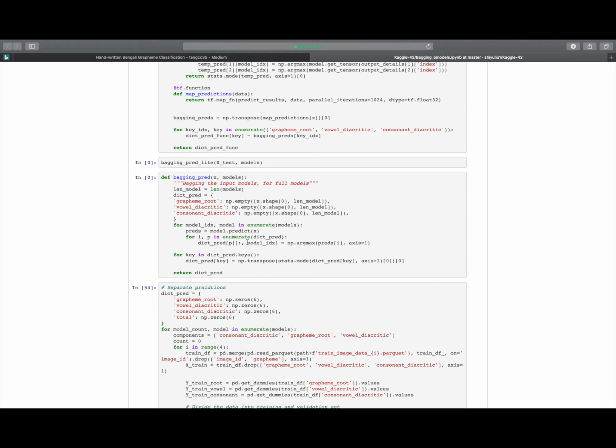Here, we calculated the training accuracy for all data. The bagging accuracy is higher than each of the single models. However, the bagging method also requires more computational resources.